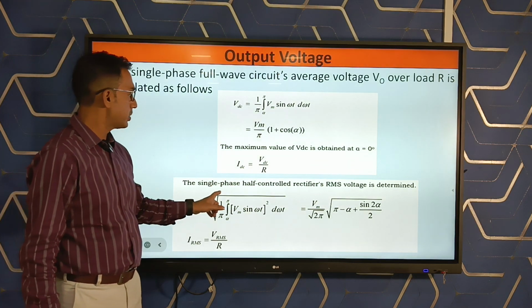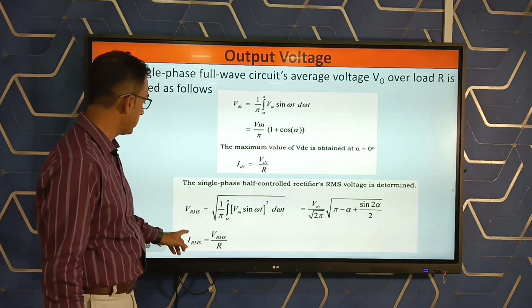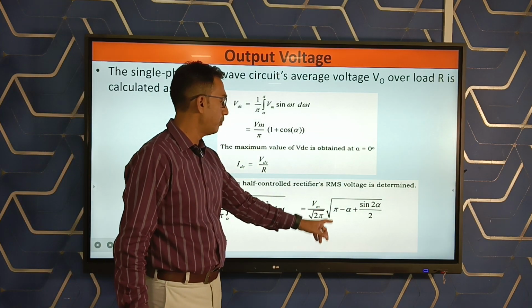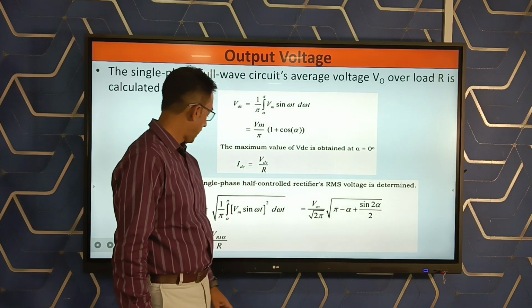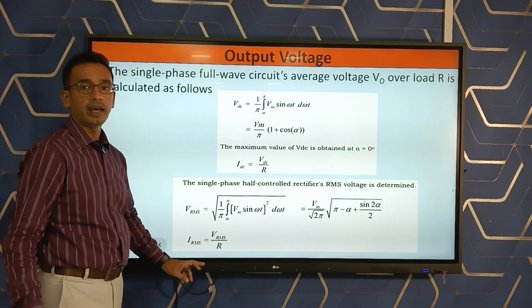Then the single phase half controlled rectifier RMS voltage. What is the RMS voltage? VRMS equals Vm by root over 2 pi, times root over of pi minus alpha plus sine 2 alpha by 2, and IRMS equals VRMS by R.